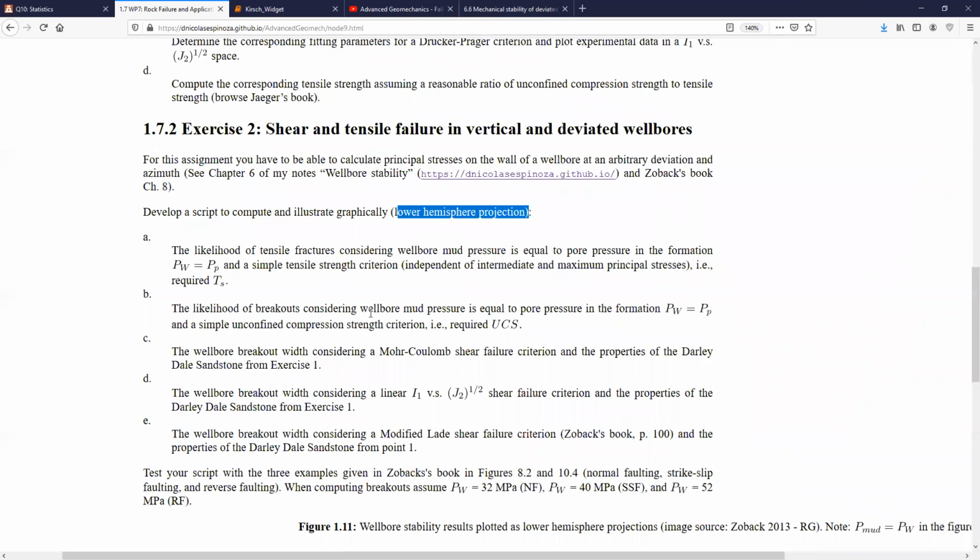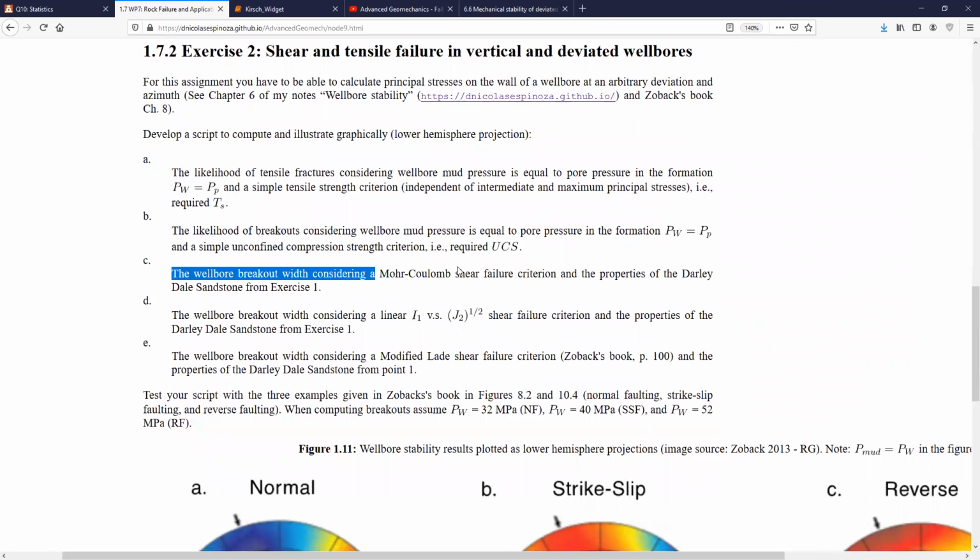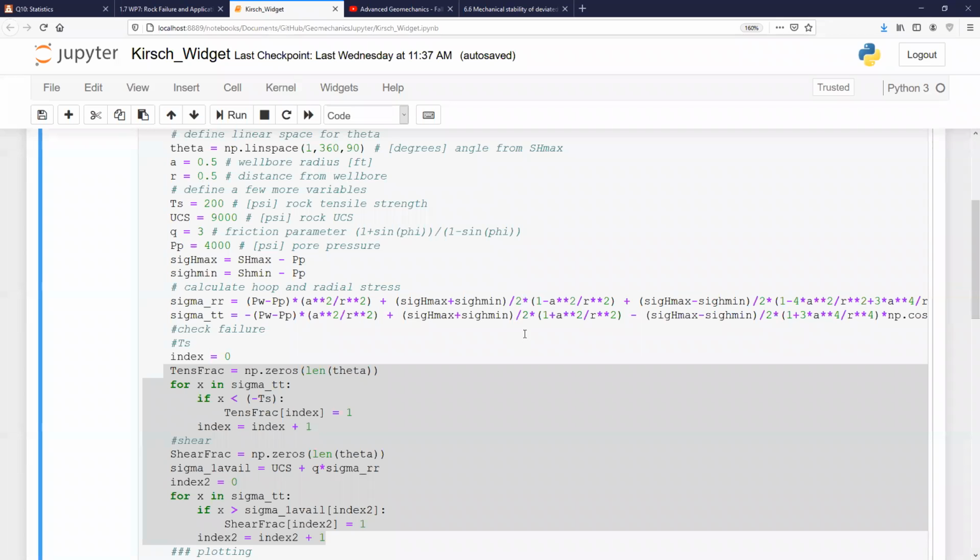And in this problem, first you're going to start with the Mohr-Coulomb criterion, with the properties that you found for the rock that you have in exercise number 2. And then I'm asking you to extend that for the Drucker-Prager criterion and also for the modified Lade criterion. And once you have that, if you have the script that solves stresses around the wellbore and you have your constitutive properties, that's everything you need.